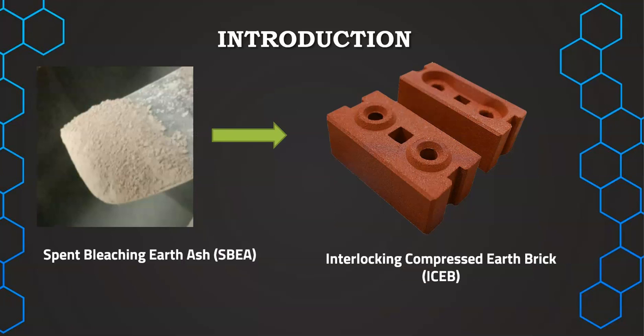So SBEA is a waste from the palm oil refinery plant, and without economic benefit, SBEA is usually dumped at the landfill, and this causes pollution to the environment. Therefore, due to overflowing SBEA in palm oil industry, and it is difficult to manage its disposal into the landfill, other alternative is to use SBEA as the raw main material in the building components. So in this case, we use the SBEA in the production of interlocking compressed earth brick or ICEB.